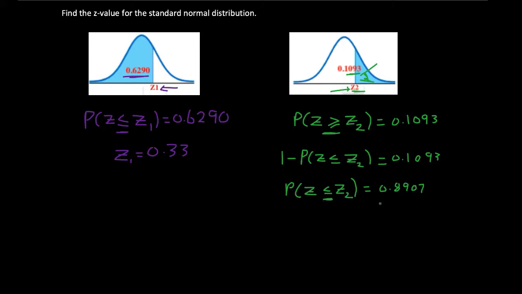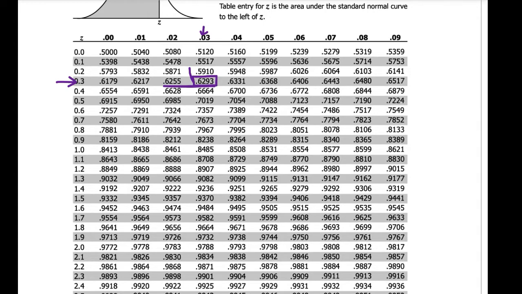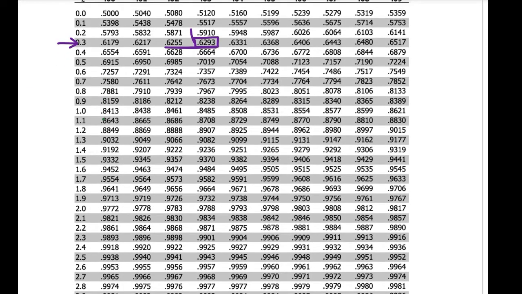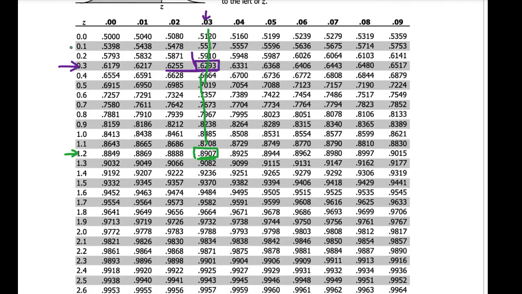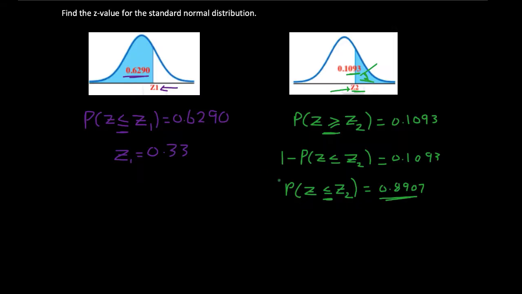Therefore, now we can go to the table and scan for this number, 0.8907. Yes, we do have this number. Therefore, we can consider this is z value 1.2 and here 0.03. So 1.23. Therefore, from this you can say z2 equals 1.23. So that is the z2.